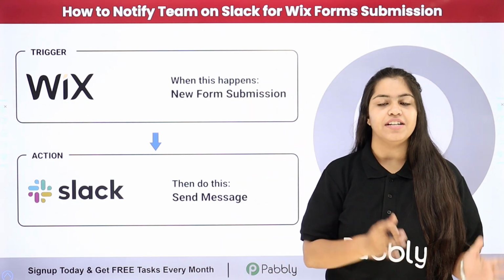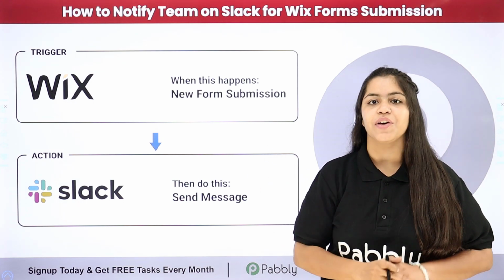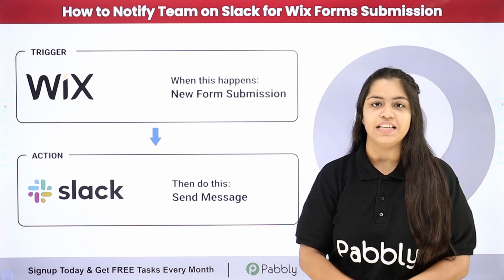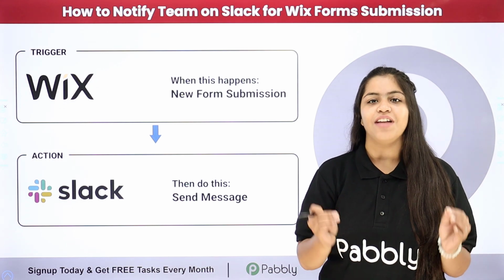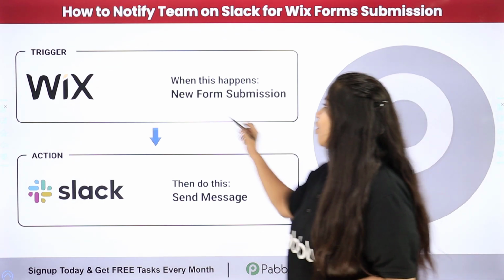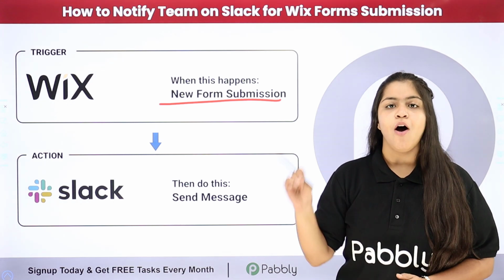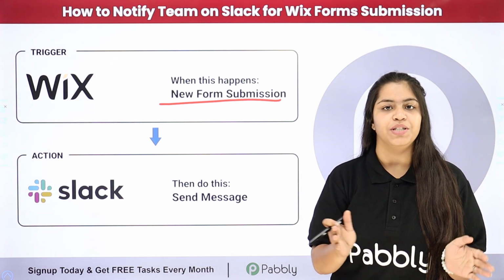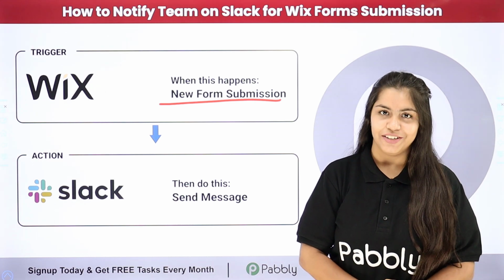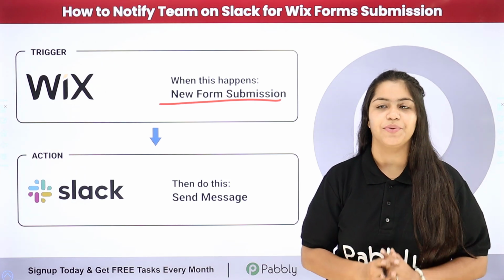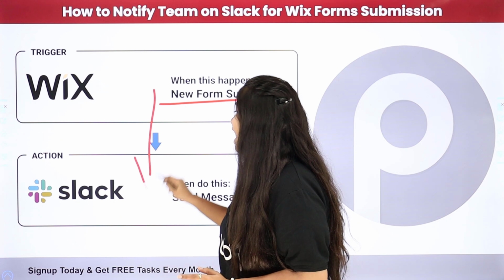So over here I'm running a travel agency and we use Wix Forms to get the travel inquiries from our potential clients. So now what I want is that as soon as a new form submission is made, which is as soon as we receive a new travel inquiry, automatically my team on Slack should be notified about the new inquiry received. So to do this, we are going to create a connection between Wix and Slack.